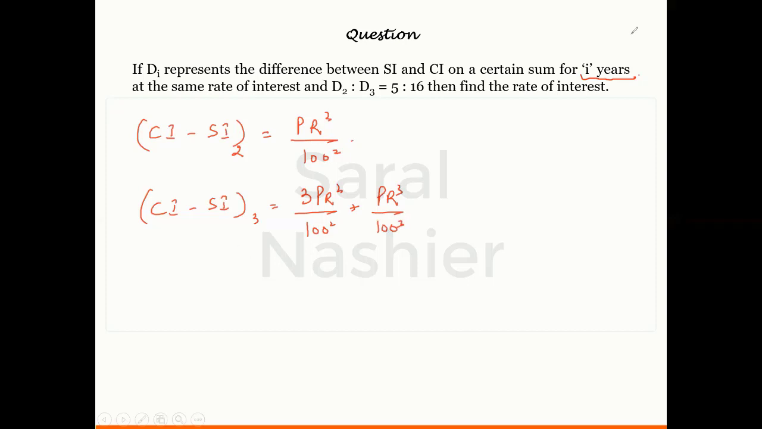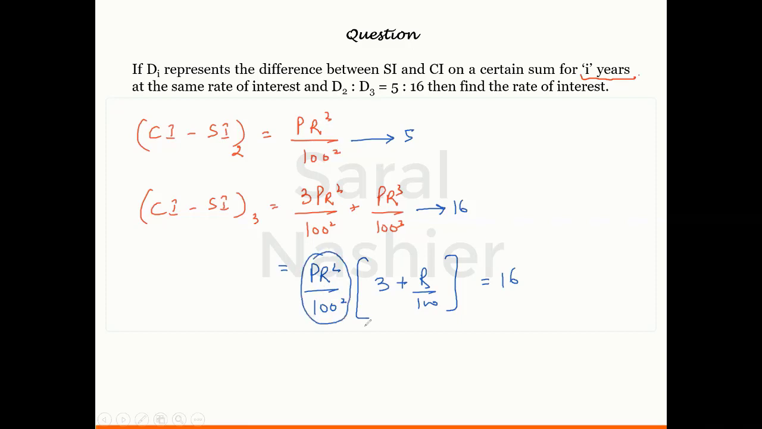The question says the ratio between them is 5:16. That means if this portion is equal to 5, then this portion is equal to 16. Now in the second portion, I can take PR square by 100 square completely common out of it. So we are left with 3 plus R by 100. This should also be equal to 16. But PR square by 100 square is already given to us as 5. So let's put it as 5.